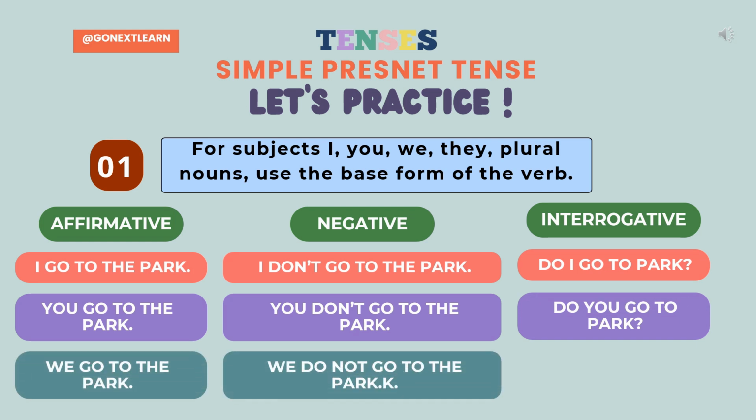Negative, we add don't, do not. I don't go to the park. Question, we start with do. Do I go to the park? So for I, you, we, they, use do for negatives and questions, and keep the base verb. Now, let's see what changes for he, she, and it.